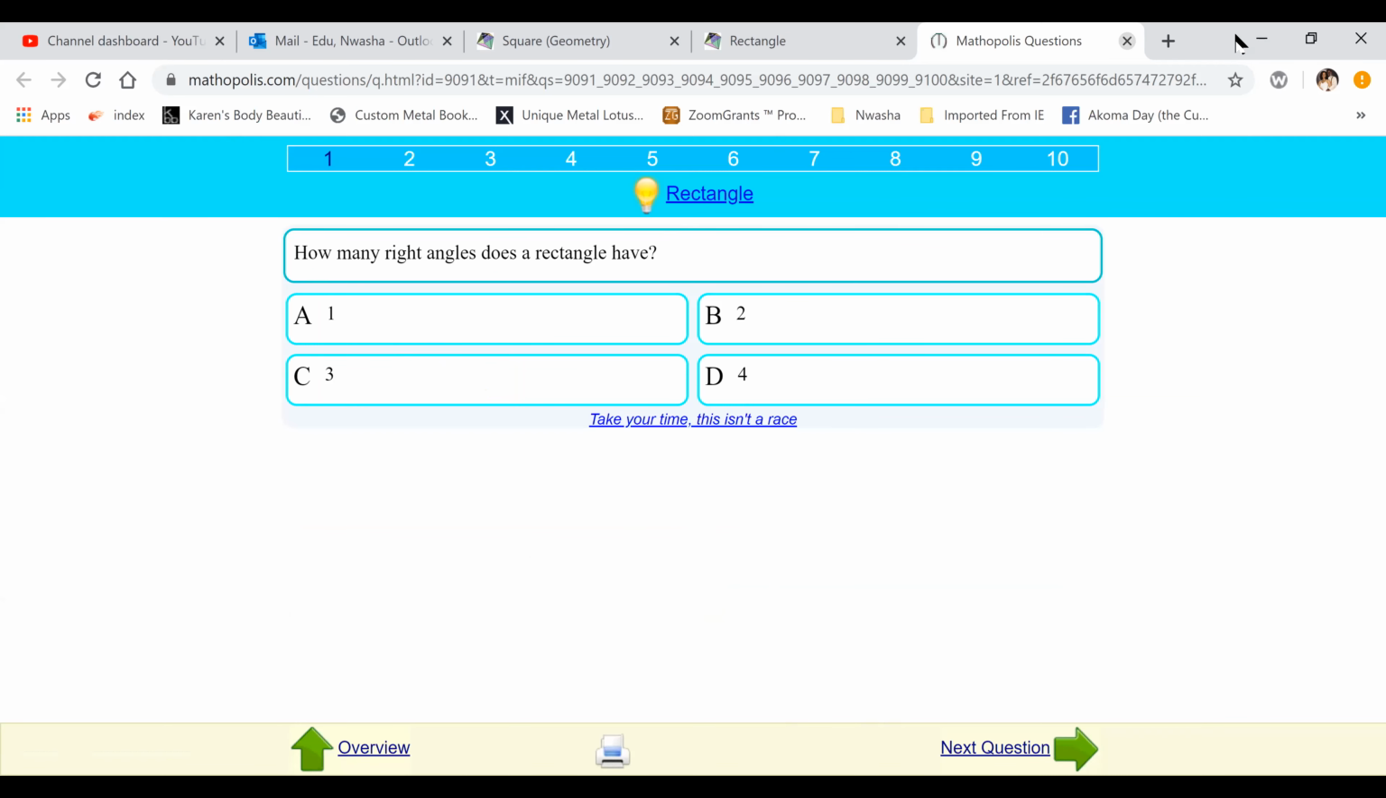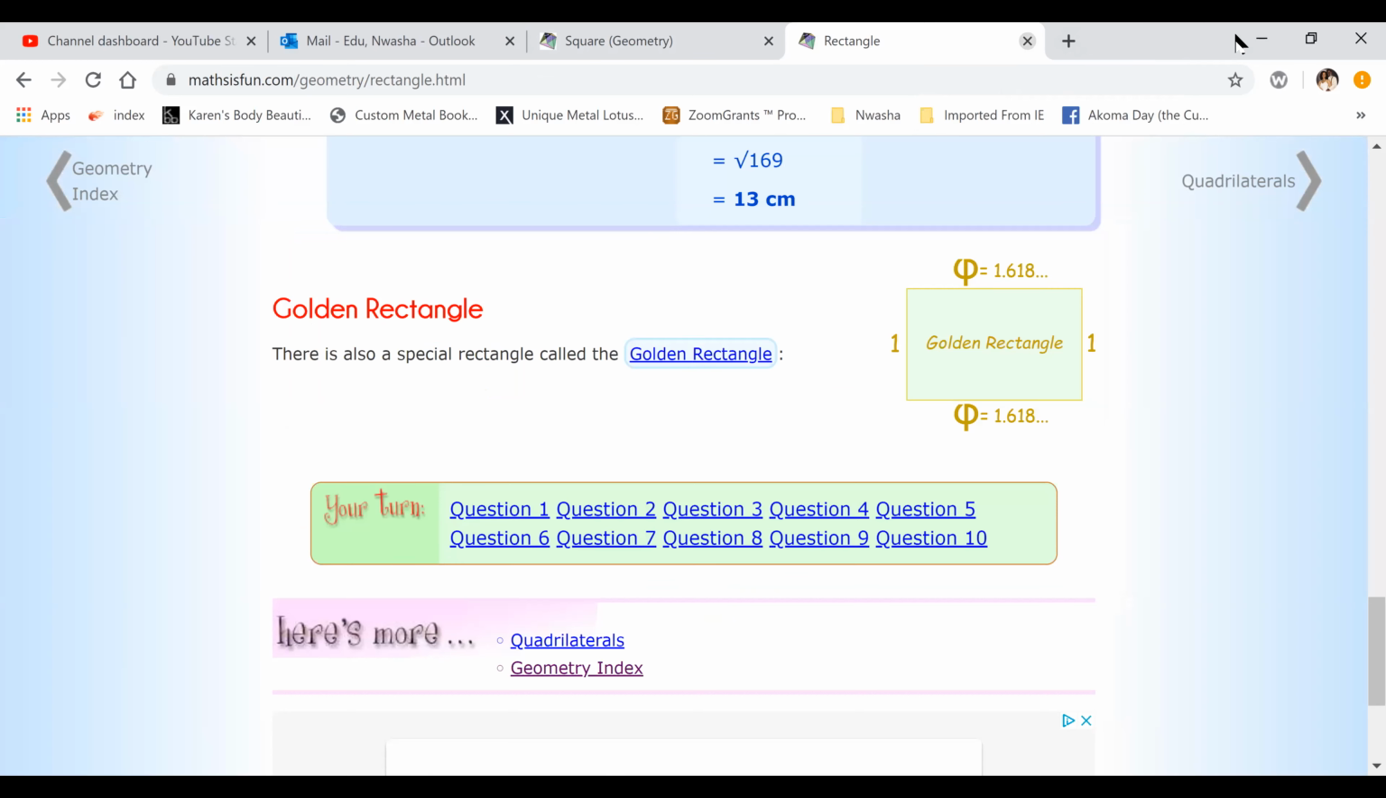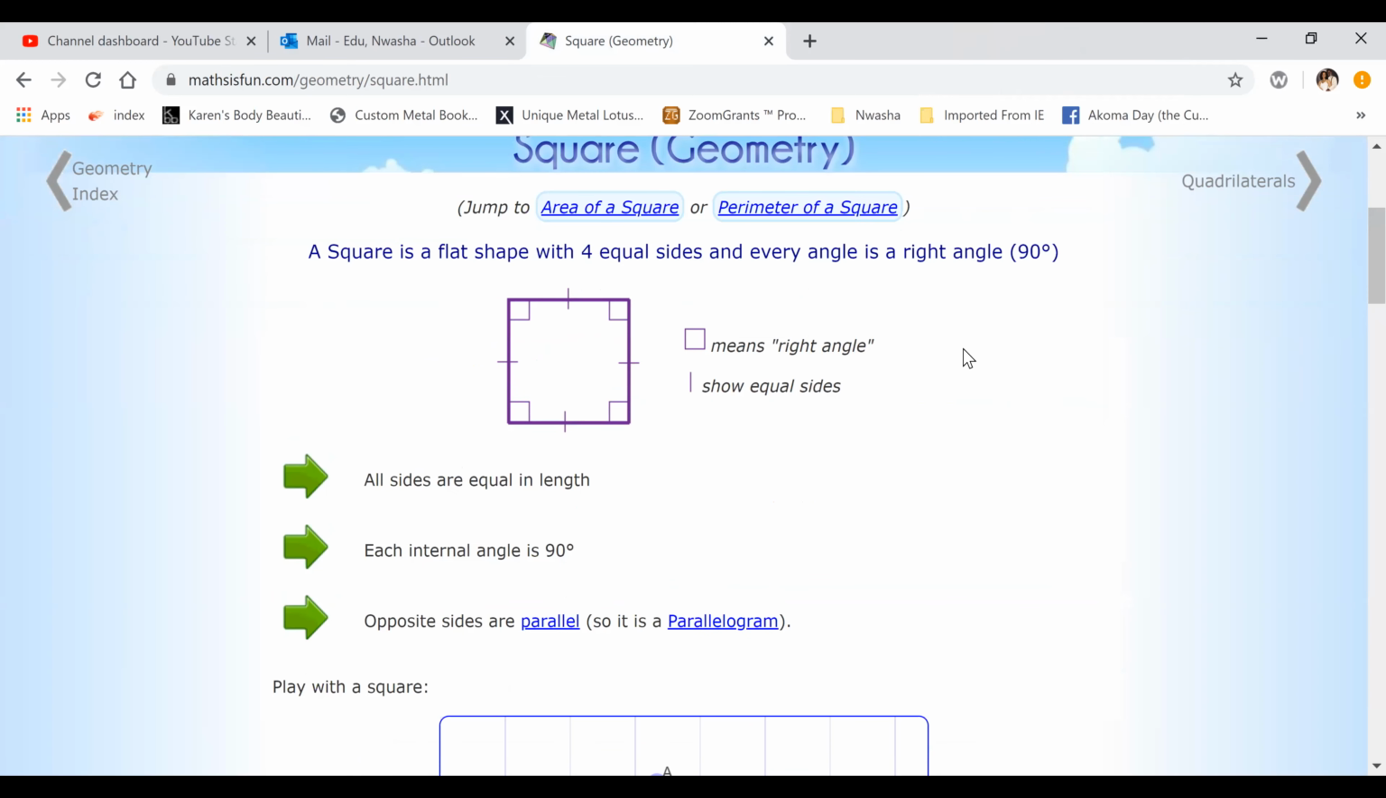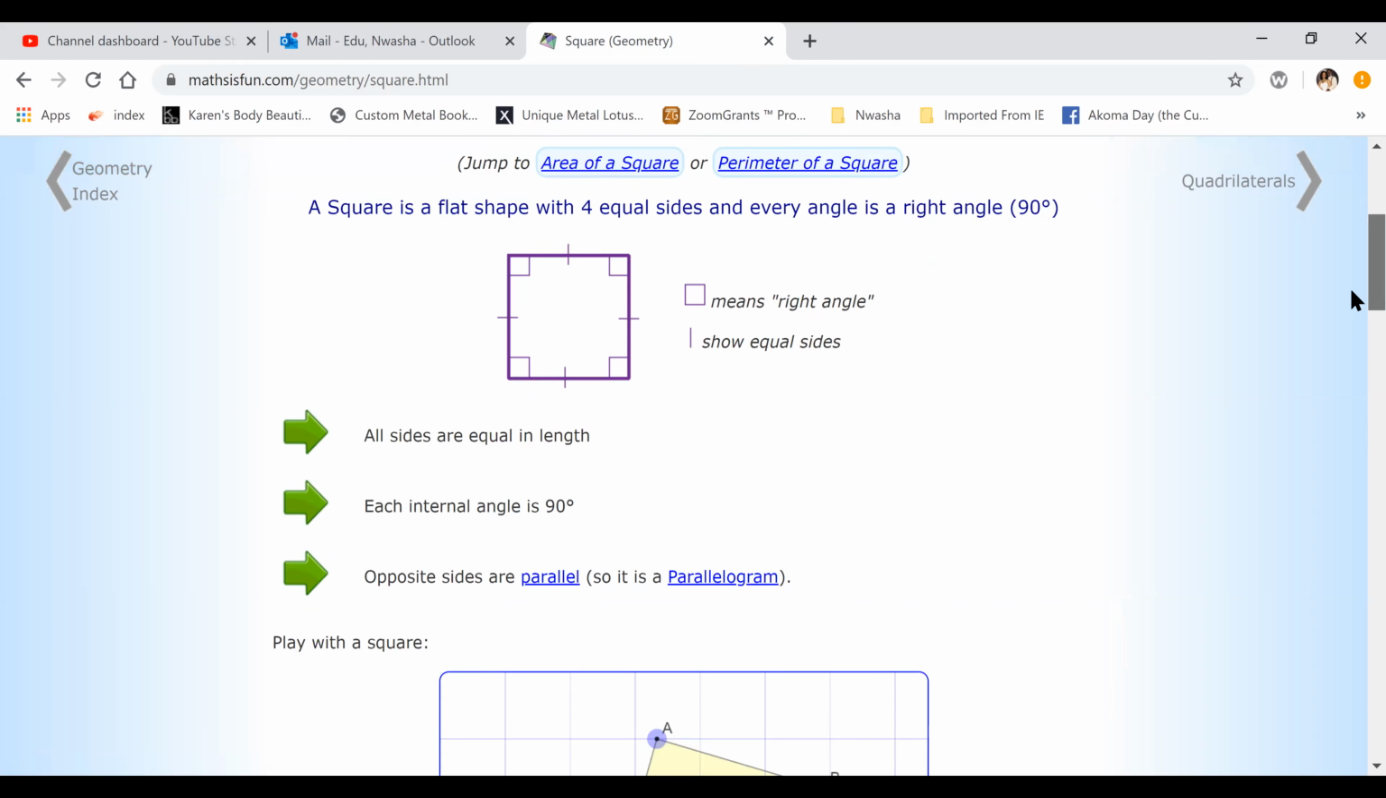So this is the first one, is rectangle. And the other one that we're going to look at is square. So this is the same kind of page introduction where it's giving you the definition. A square is a flat shape with 4 equal sides, and every angle is a right angle, which is 90 degrees. So the only thing that's different in this shape is that there's 1 dash because all 4 of the sides are equal on a square. So that is something that you have to know the difference between a square and a rectangle. But otherwise, the opposite sides are parallel. 90 degrees are the internal angles. So it's similar to a rectangle.